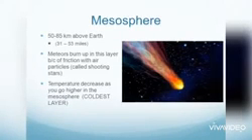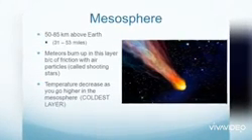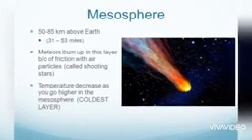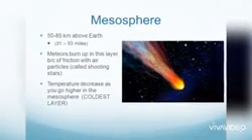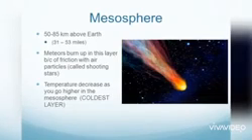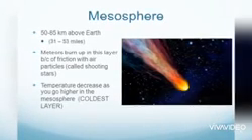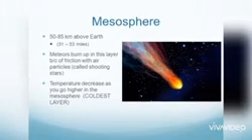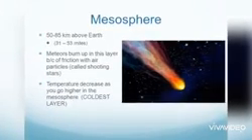Next is mesosphere. The layer of atmosphere above the stratosphere is called mesosphere. It extends from about 50 km to 85 km above the Earth's surface. Most meteorites that enter the Earth's atmosphere slow down and burn up in this layer.